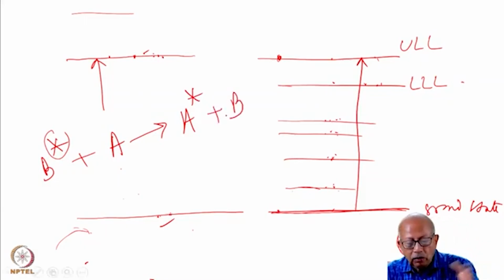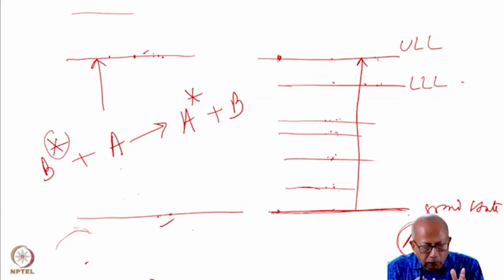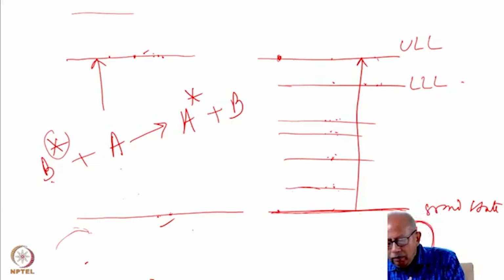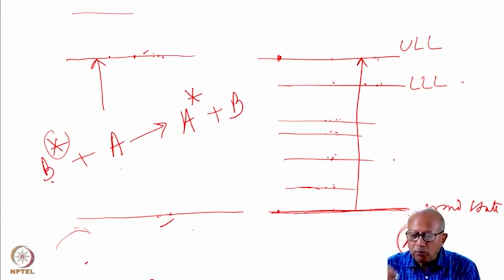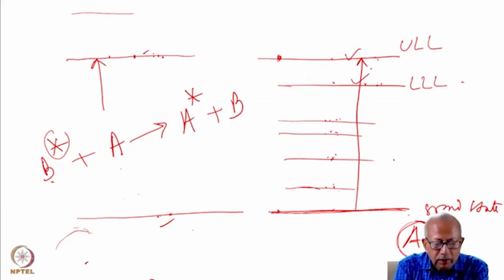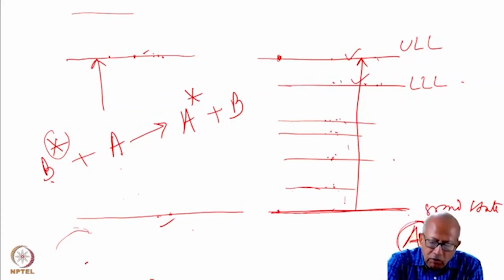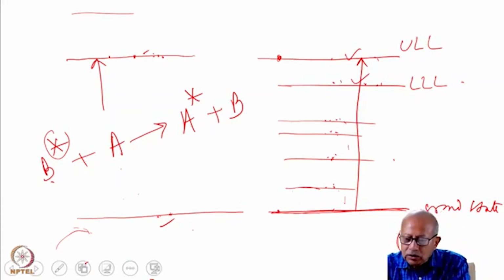And as this process continues, a lot of the excitation energy of B will be transferred to A, and in effect will create a population inversion between this level and this level, because the collision between B and A will not bring A to any of these levels, because only this much energy is involved, which can bring A to this level and not to any of these levels. So this way you will be able to create population inversion.